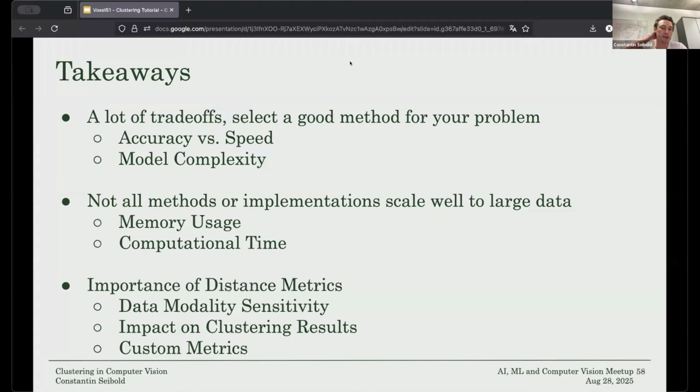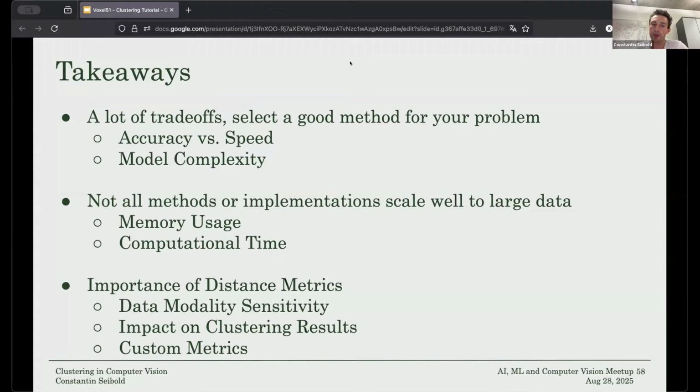Also, many methods and the implementations of these methods have issues with not only computational time, but also memory usage. While something like k-means will probably always fit into memory and run fast, something like HDBSCAN will have issues fitting your billion scale data set.